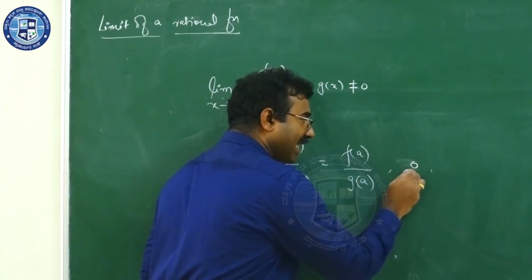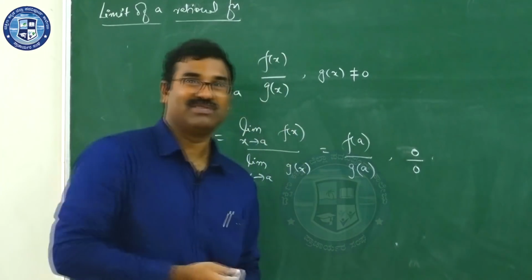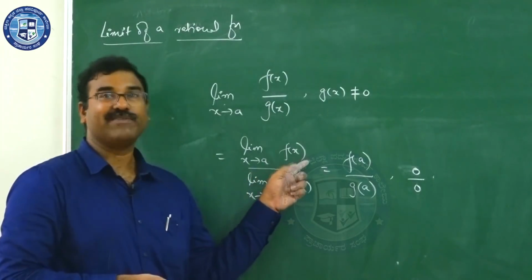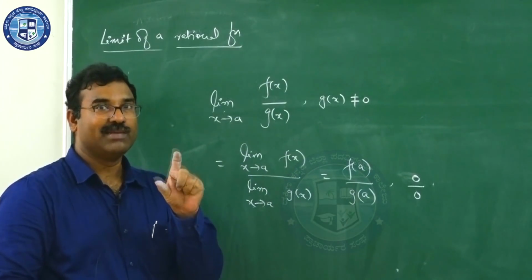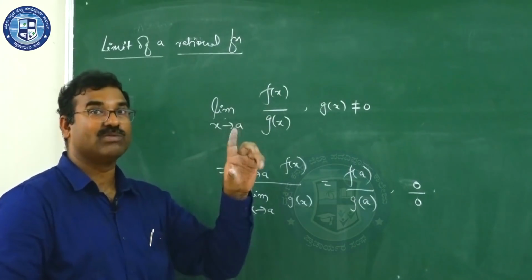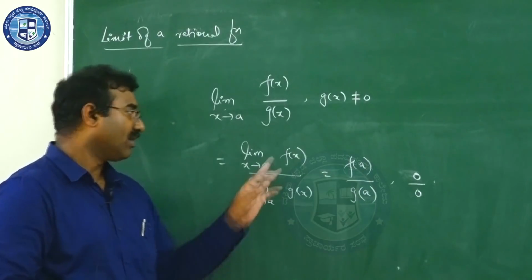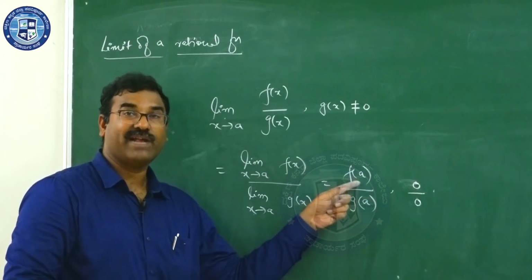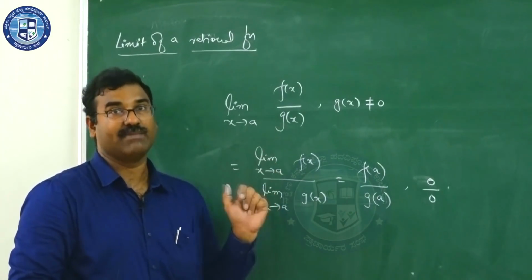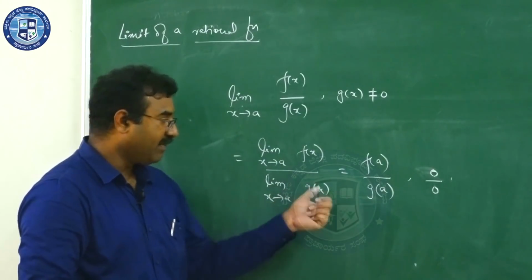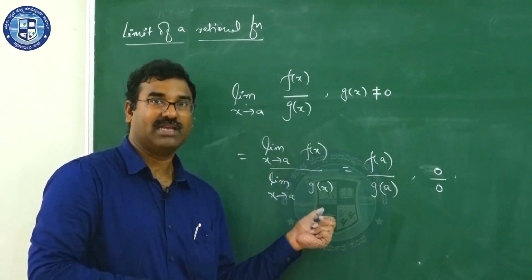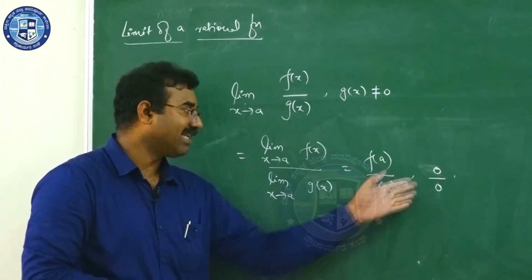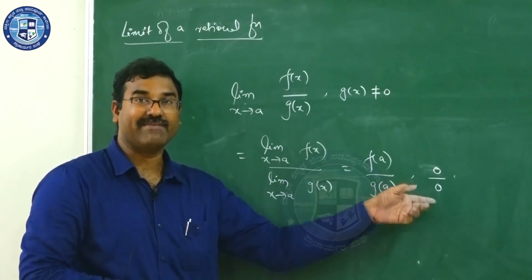If you are getting 0 by 0, that means a will be a factor of f(x). We are discussing only polynomials, remember that f(x) and g(x) are any two polynomials. Getting 0 means definitely x minus a is a factor of the polynomial function f(x), and x minus a will be a factor of g(x). Then you can identify those common factors x minus a, and if you cancel it, you can avoid this 0 by 0.